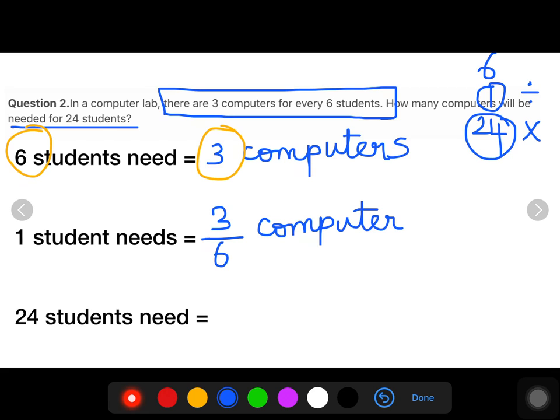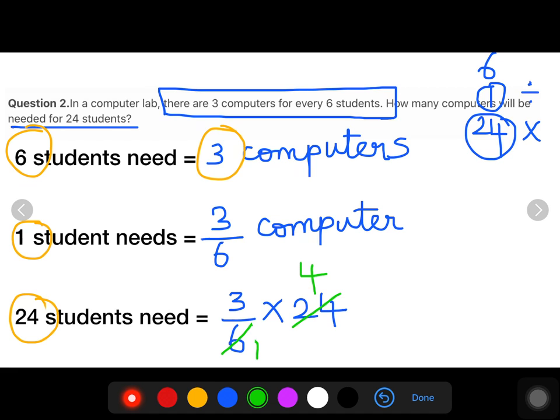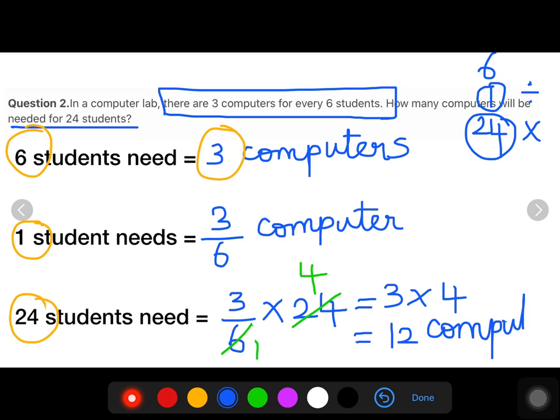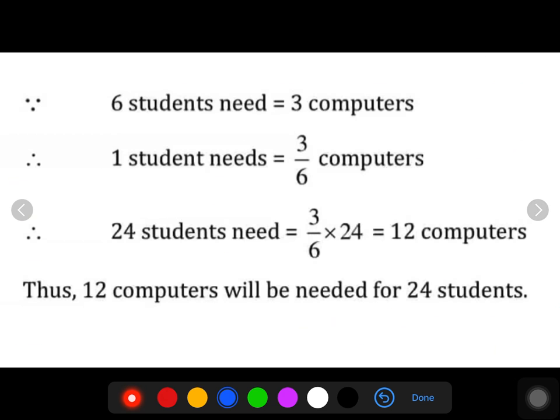Now we have found the value for one student. Now we need to find how many computers 24 students need. As I have already told you, from 1 to a higher unit you will multiply. So 3 by 6 into 24. 6 ones are 6, 6 fours are 24. Therefore, the value will be 3 into 4, which is 12 computers. So you will write down the answers like this. Thus, 12 computers will be needed for 24 students. Right? Thank you.